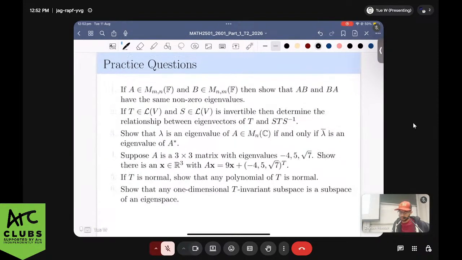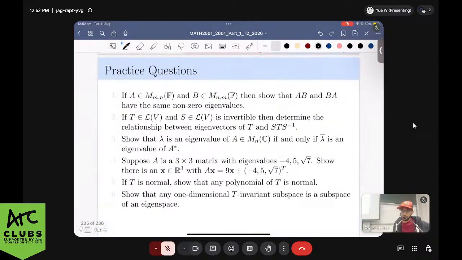Okay, so then here are some other practice questions. I'll just read them out. Basically this says AB and BA have the same non-zero eigenvalues. This doesn't even need A and B to be square. You just need AB and BA to be square. Next one is find the relationship between the eigenvectors of T and S T S inverse. If you want to do it in terms of matrices, you can do A and B A B inverse or something. Next one, show that lambda is an eigenvalue of A if and only if lambda bar is an eigenvalue of A star. You might need to use determinants for this, I'm just saying.